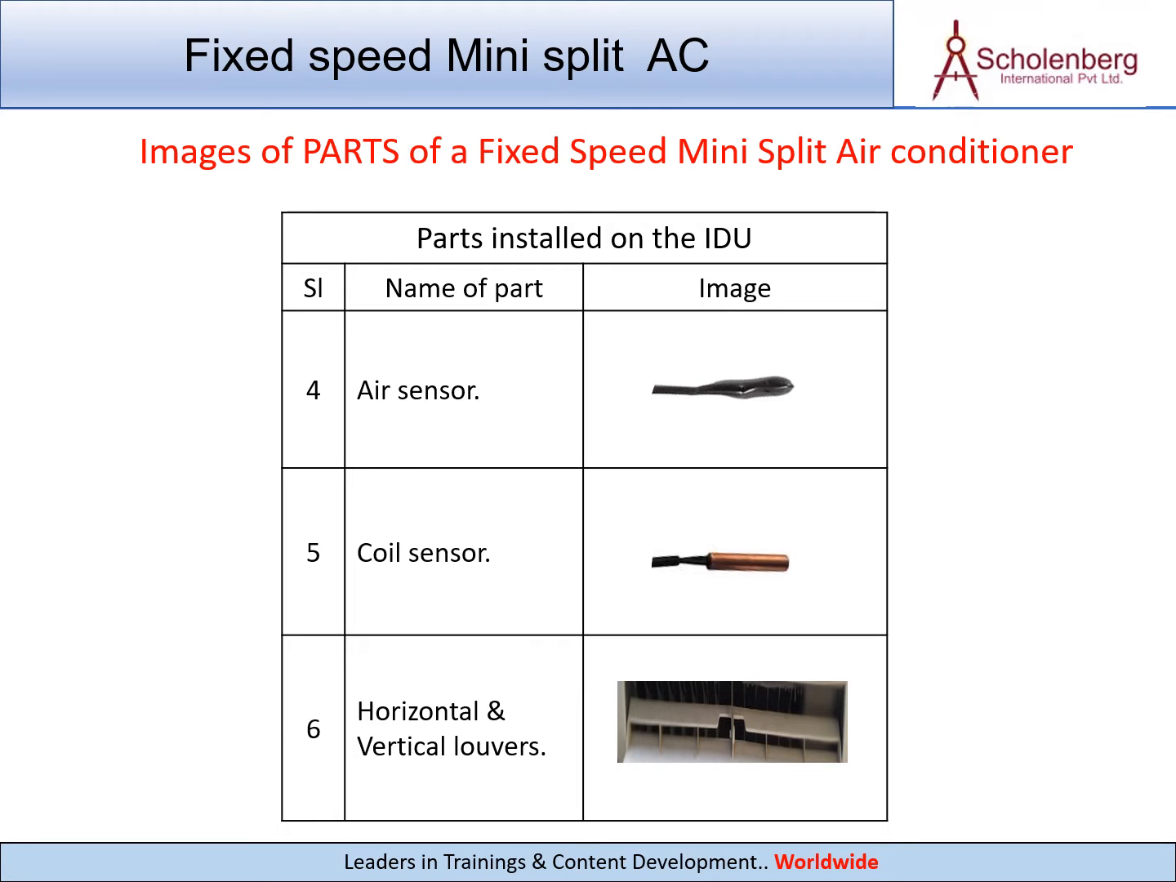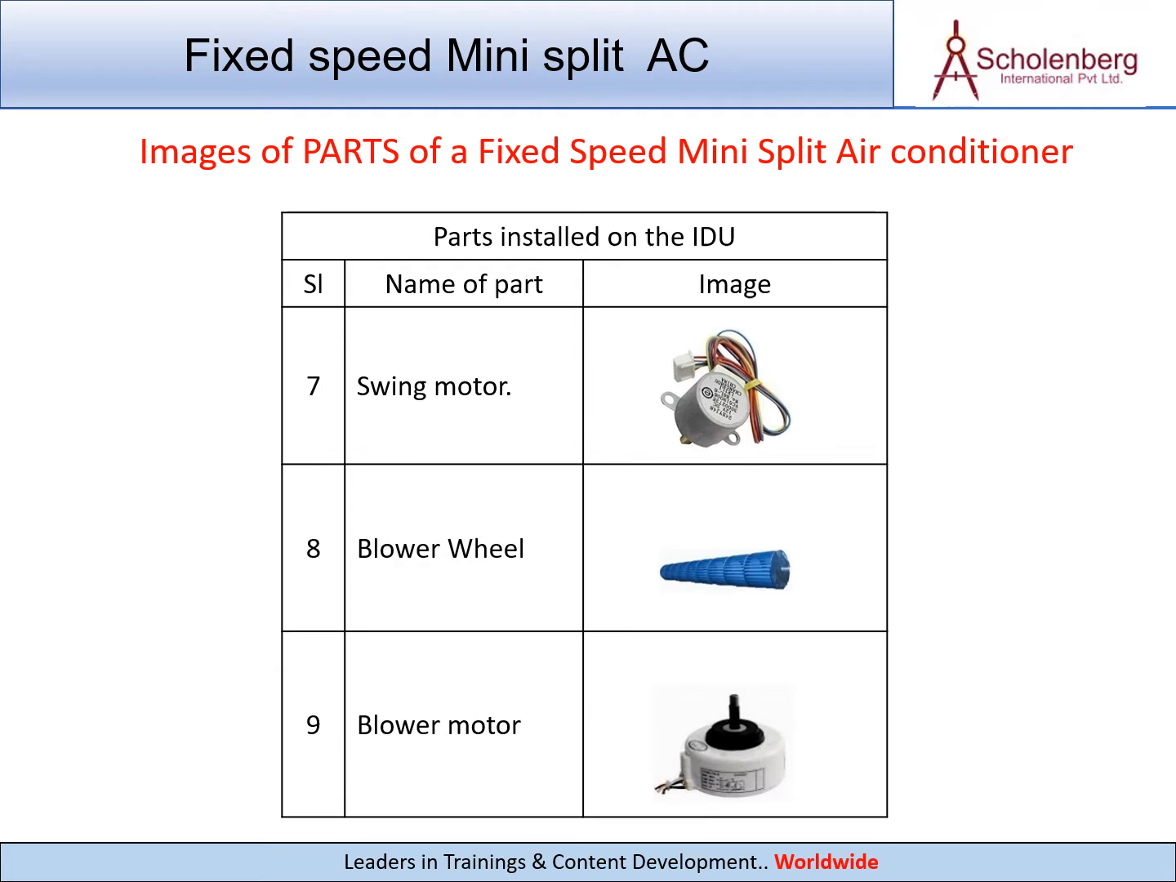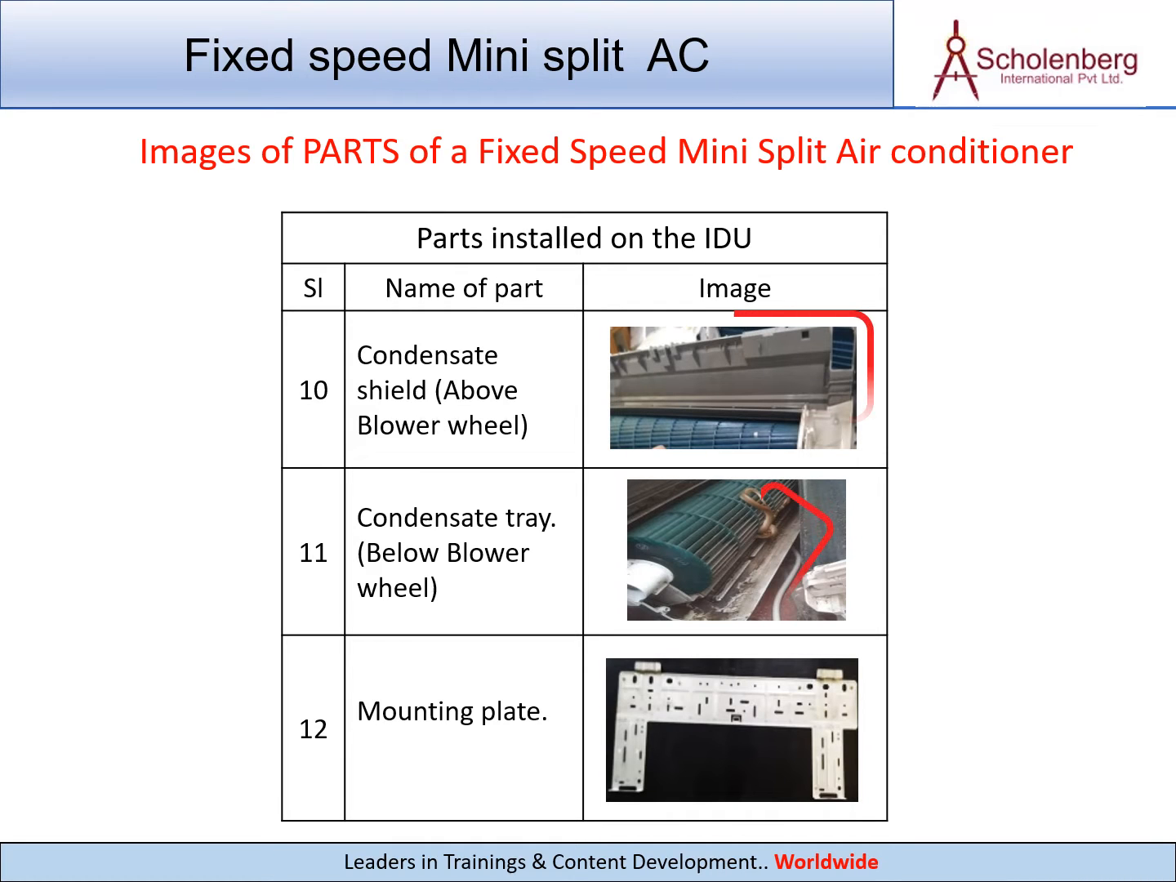4. Air sensor. 5. Coil sensor. 6. Horizontal and vertical louvers. 7. Swing motor. 8. Blower wheel. 9. Blower motor. 10. Condensate shield, above blower wheel. 11. Condensate tray, below blower wheel. 12. Mounting plate.